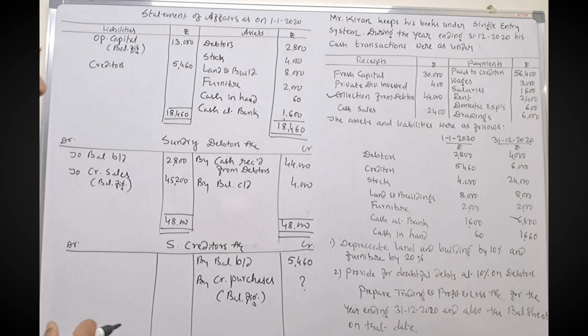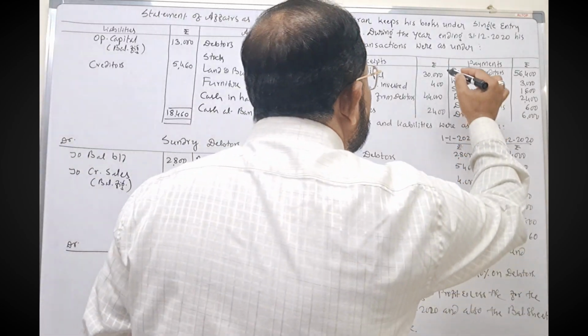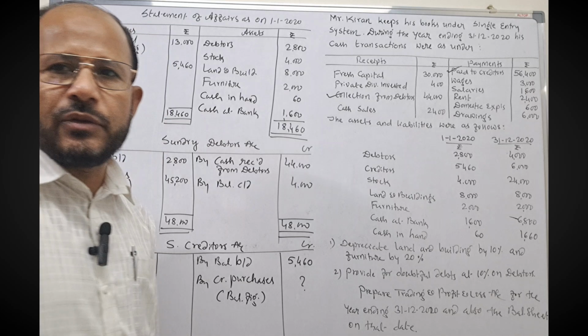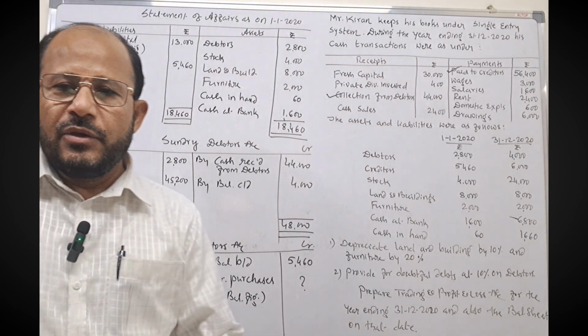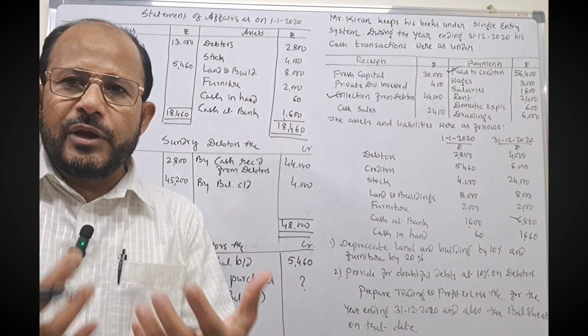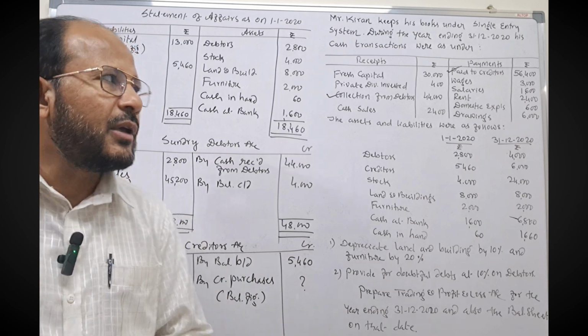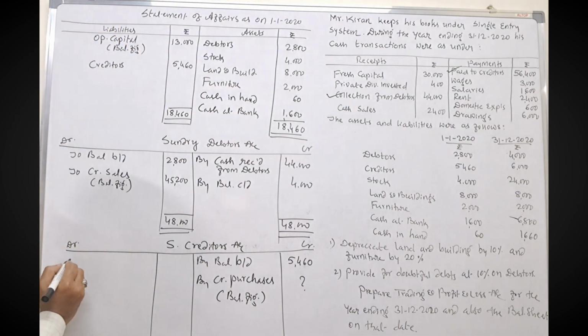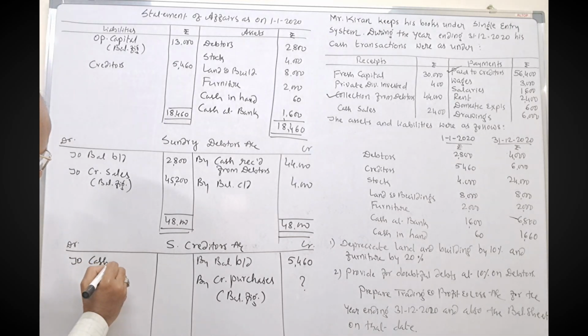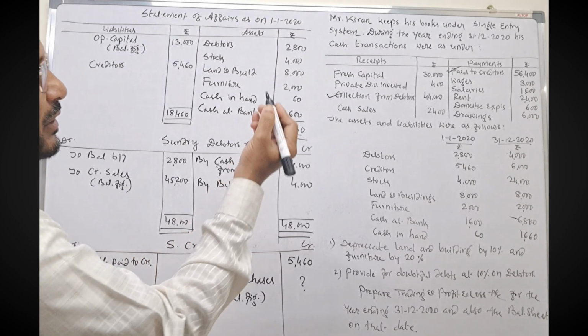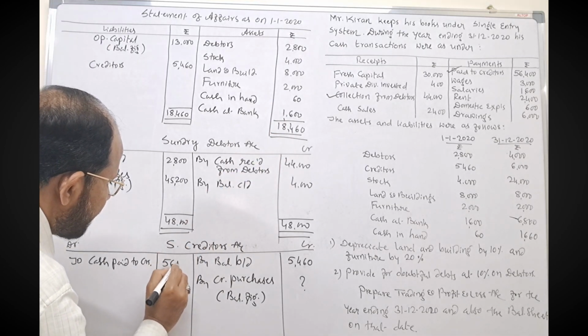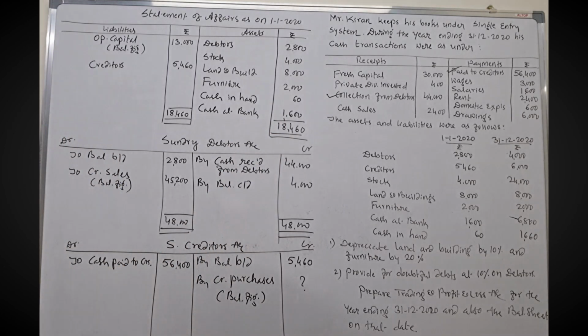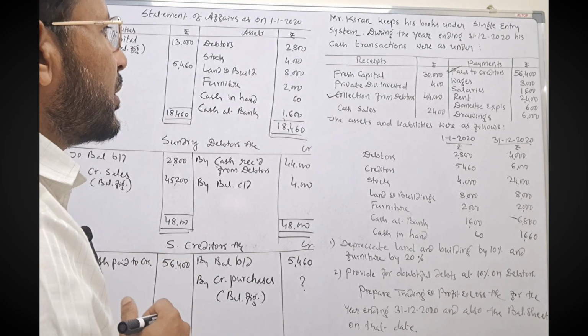Next, cash paid to creditors is given. During the year 56,400 cash is given to the creditors. When cash is given, creditors receive the amount and cash goes out from the business. Therefore, the creditors account is to be debited and cash account is to be credited. Here, cash paid to creditors, the amount is 56,400, the total amount paid to creditors.